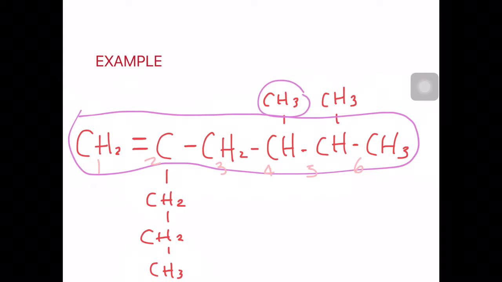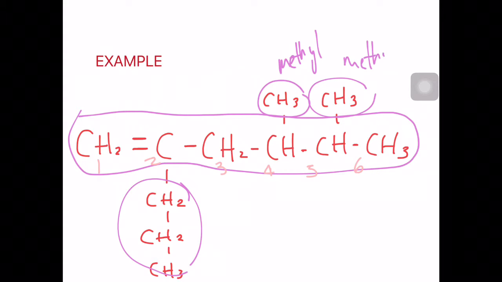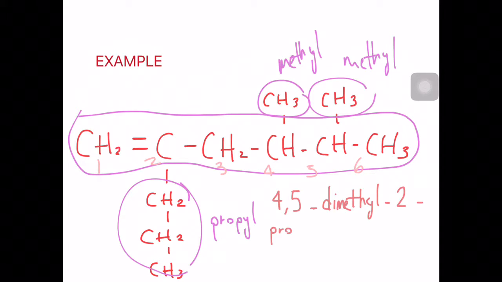We have to put the substituents in alphabetical order. We have that these are methyl, methyl, and this one is propyl. So the M will go first. Number 4, comma, number 5, and we put dimethyl because we have 2 methyl. Then we add a hyphen and we put the other substituent. There will be 2-propyl.